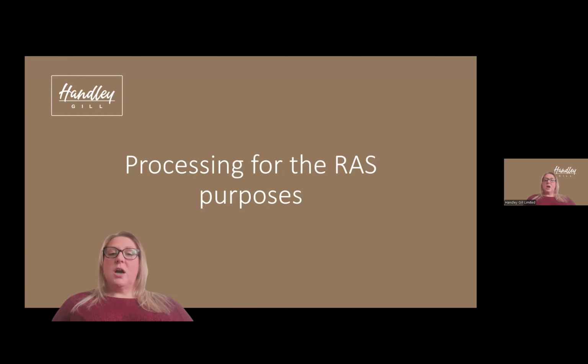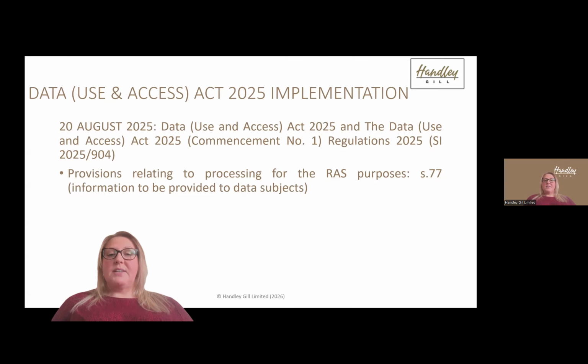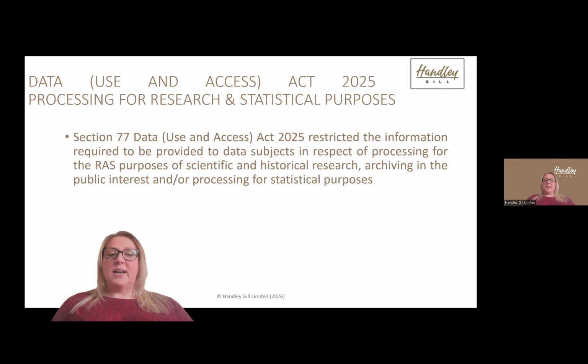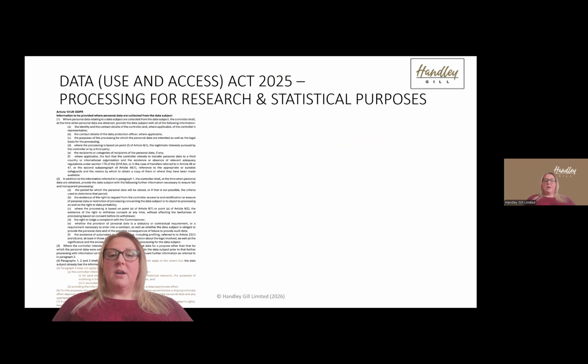The next change relates to processing for the so-called RAS purposes: scientific and historical research, archiving in the public interest and statistical purposes. This is only one of the changes relating to the RAS purposes, but Section 77 of the Data Use and Access Act makes changes to the information required to be provided to data subjects and essentially restricts that information. You don't have to provide as much information necessarily to data subjects if you're processing for the RAS purposes.